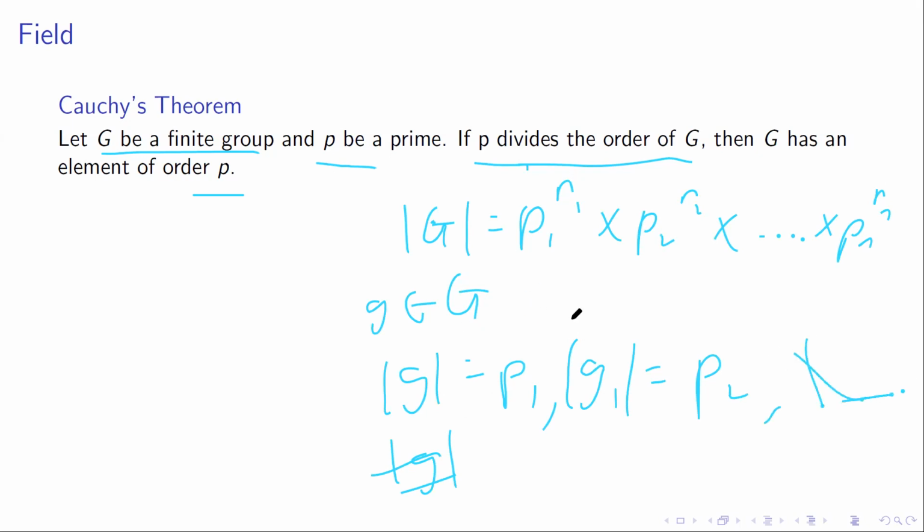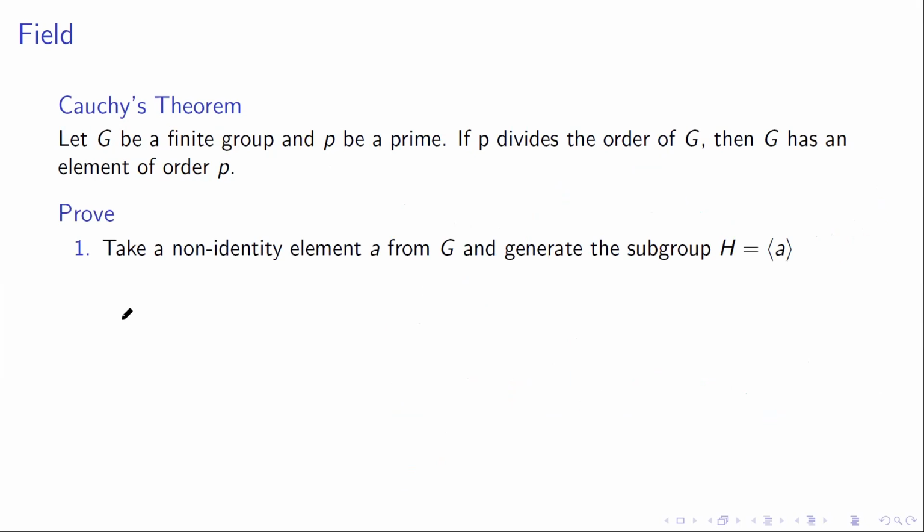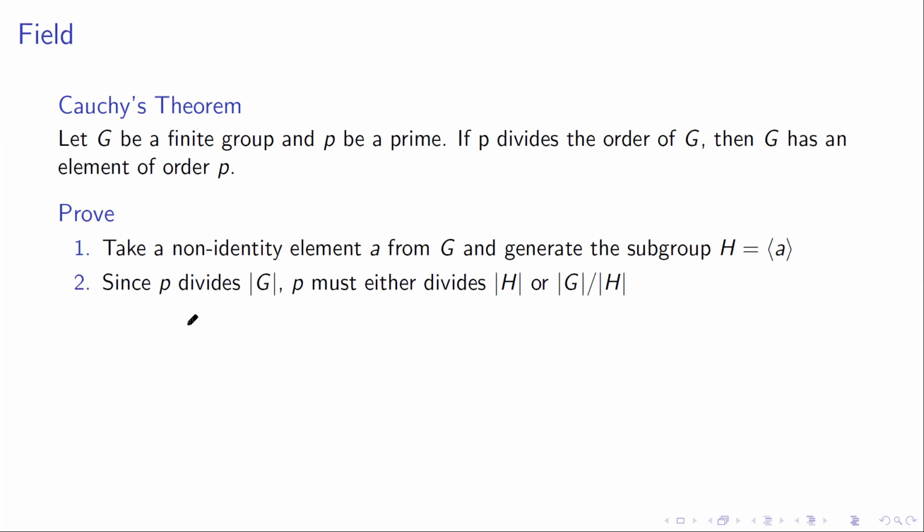So this is Cauchy's theorem. Why is this? Let's just prove it. Take a non-identity element a from G and generate the subgroup H. Since we know that p divides the order of G, p must either divide the order of H or divide the index of H in G. I forget the name for this, but you just know that it's this. Why is this the case?